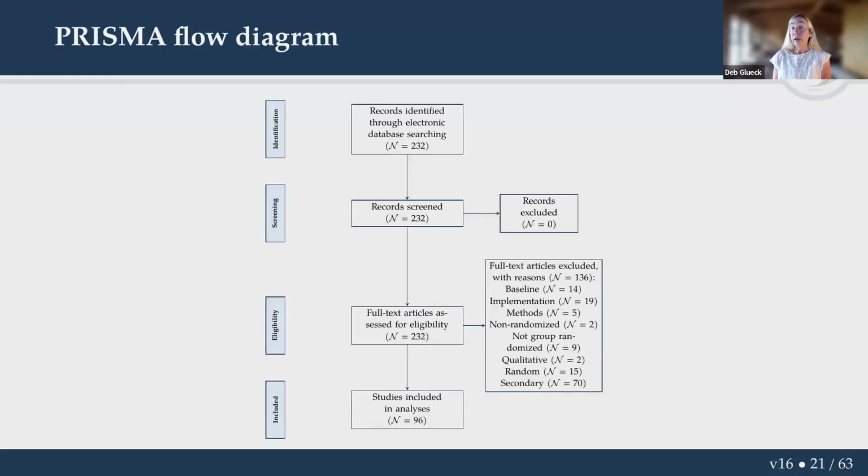This is the PRISMA flow diagram. These slides will be available via a QR code at the end, so I'll go through this rapidly. But essentially, we identified 232 manuscripts, excluded multiple ones for a variety of reasons, and only included 96 manuscripts in the analysis. This still represents one of the larger reviews of studies with clustering.